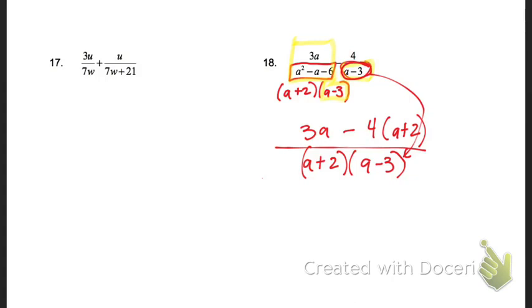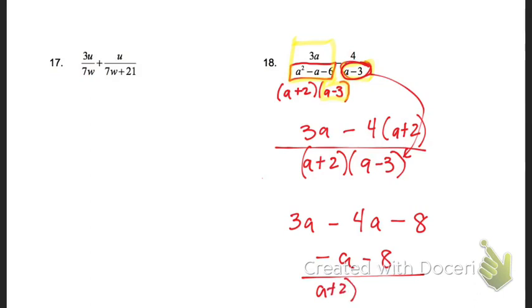So when you're doing these problems, imagine what do I need to multiply the denominator by to get to the final denominator? If it's nothing, then leave the numerator as is. If it's just one factor, then multiply by that factor. Then I combine, so 3a minus 4a minus 8. Negative a minus 8 over a plus 2, a minus 3. And you could pull out a negative 1 if you wanted.